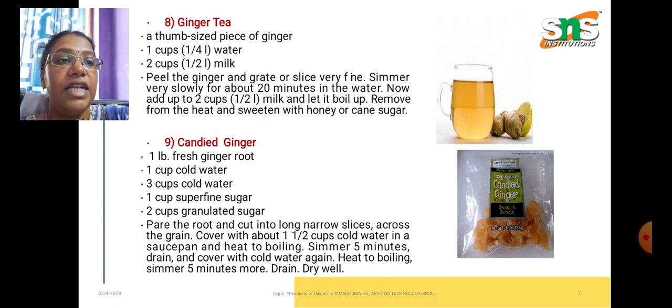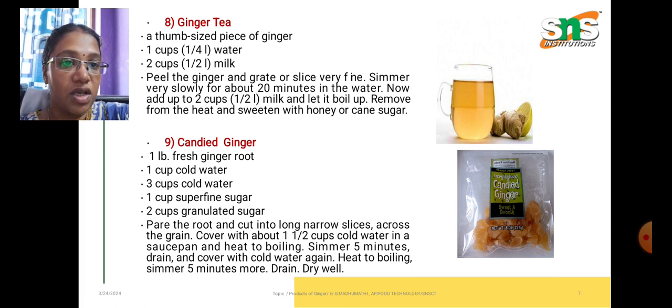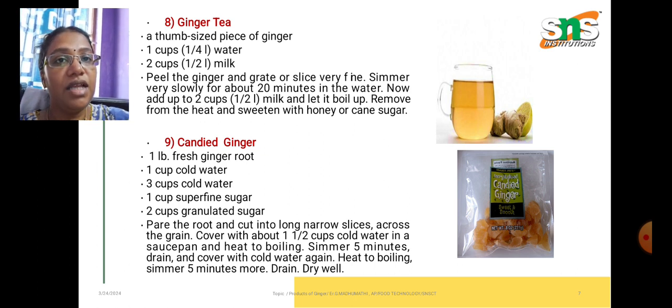And candied ginger. Candied ginger is made by taking one fresh ginger root, 3 cups of cold water, and 1 cup of superfine sugar and 2 cups of granulated sugar. They take the root and cut it into long narrow slices across the grain. Cover with about 1.5 cups of cold water in a saucepan and heat to boil. After simmering for 5 minutes, they add cold water again and simmer for 5 more minutes and drain them well, so we get candied ginger.